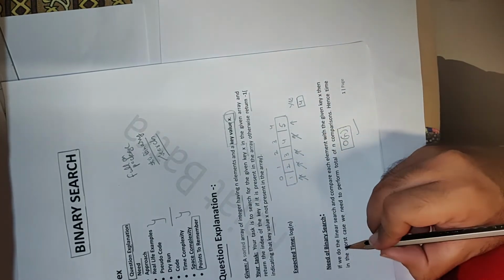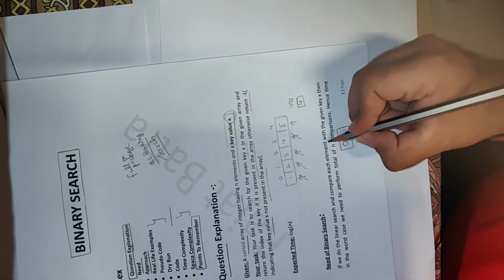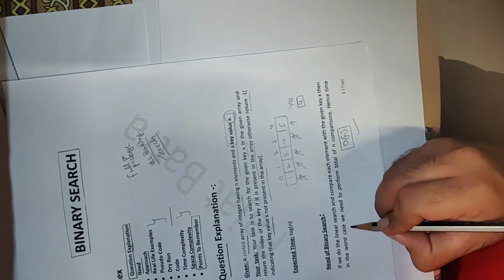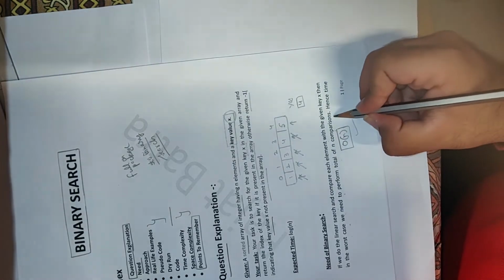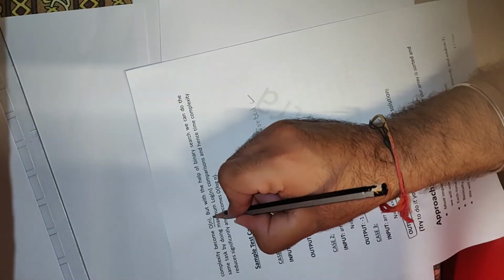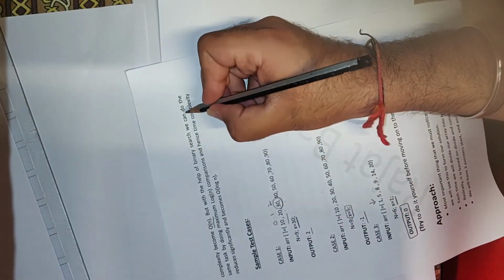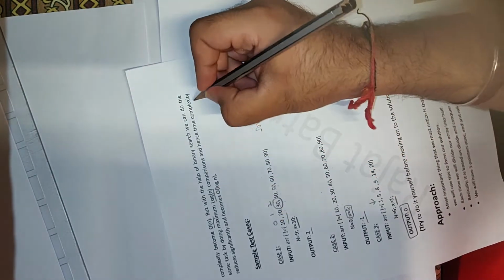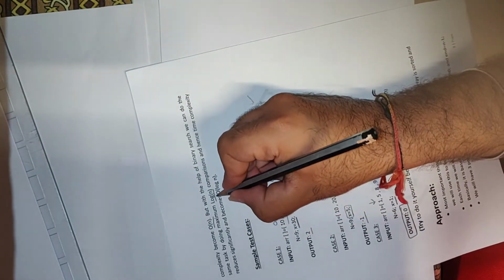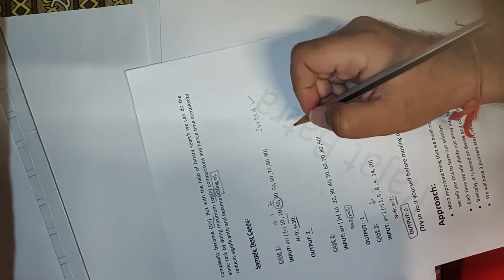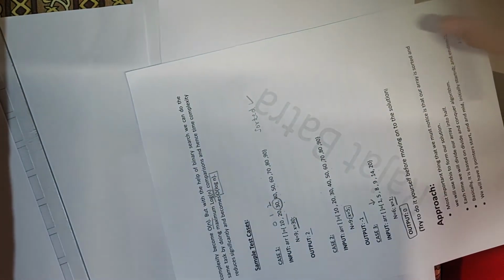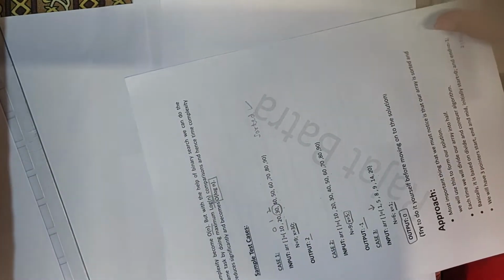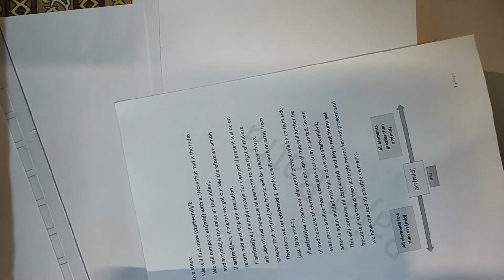If we do the linear search and compare each element with the given key x, in the worst case we need to perform a total of n comparisons. Hence, time complexity becomes order of n. But with the help of binary search, we can do the same task by doing a maximum of log n comparisons, and hence time complexity reduces significantly and becomes order of log n. Now we have understood the need of binary search. Now we'll move to the most important part, that is our approach.